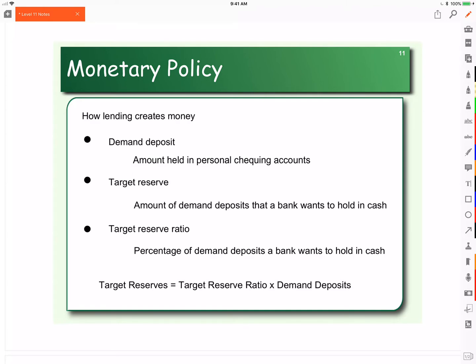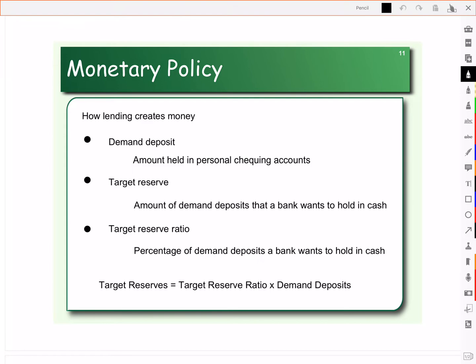So there's a target reserve ratio. The target reserve ratio is the percentage of demand deposits the bank is going to hold as cash. So our target reserve ratio then is really the target reserve, the amount held as cash, divided by the total demand deposits. Okay, so target reserve ratio is the amount or the percentage that has to be held as cash. So the question is what are the reserve requirements? The target reserve ratio is set by your central bank.